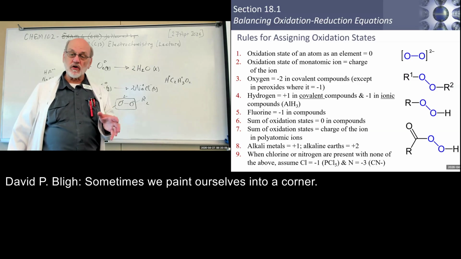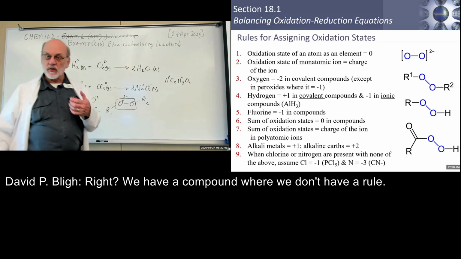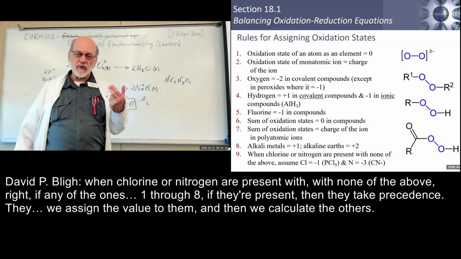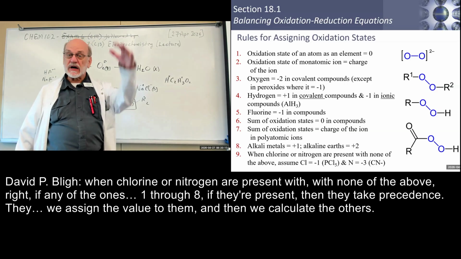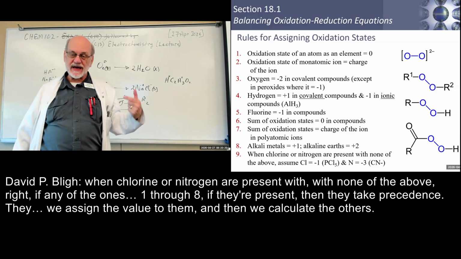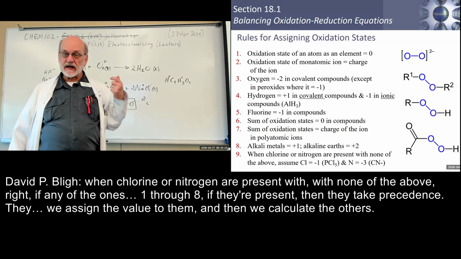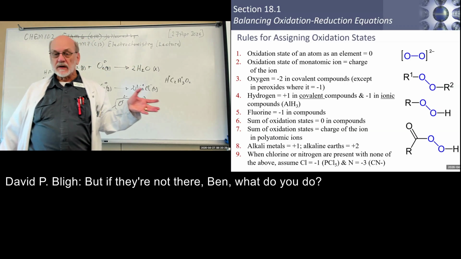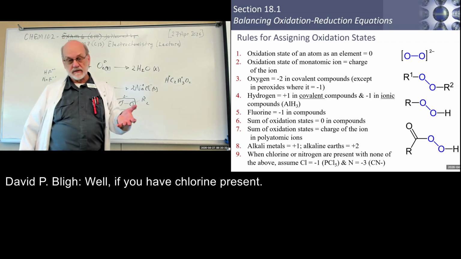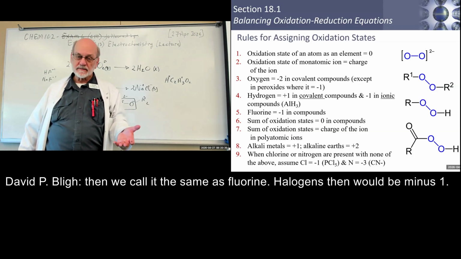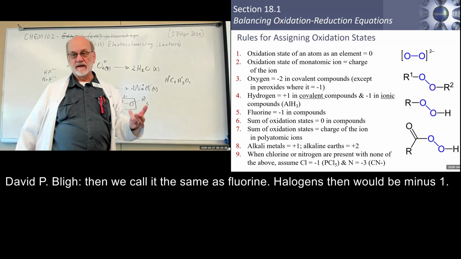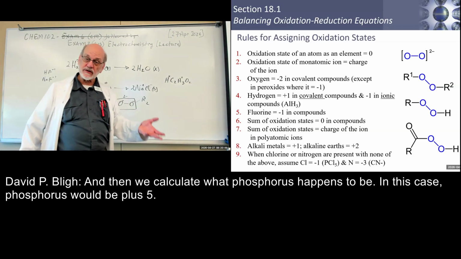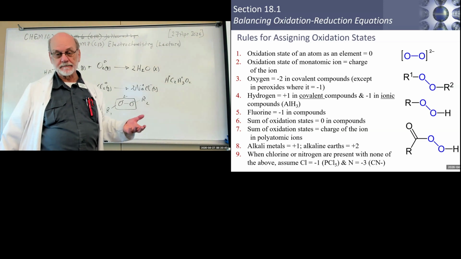Sometimes we paint ourselves into a corner. Right? We have a compound where we don't have a rule. So when chlorine or nitrogen are present with none of the above, right? If any of the ones 1 through 8 are present, then they take precedence. We assign the value to them, and then we calculate the others. But if they're not there, then what do we do? Well, if you have chlorine present, then we call it the same as fluorine. Halogens then would be -1. And then we calculate what phosphorus happens to be. In this case, phosphorus would be +5.